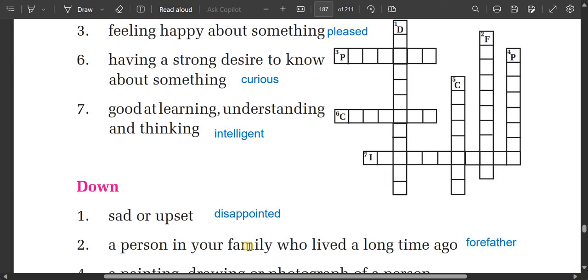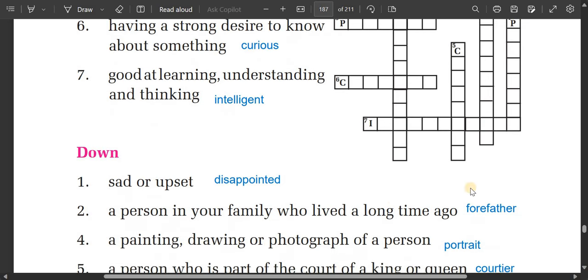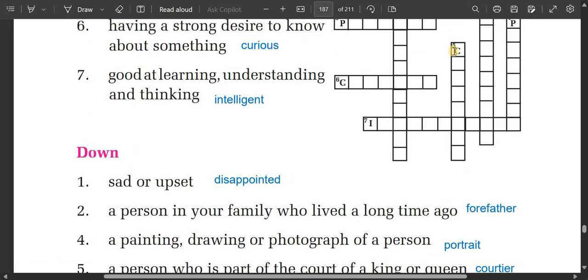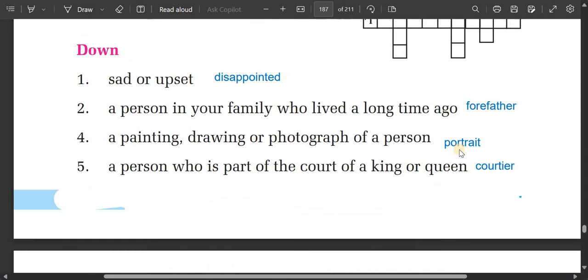Now two, a person in your family who lived a long time ago, forefather, F-O-R-E-F-A-T-H-E-R, forefather. Now four, a painting, drawing or photograph of a person, portrait, P-O-R-T-R-A-I-T, portrait. So use the word portrait here. Now five, a person who is part of the court of a king or queen. So courtier, C-O-U-R-T-I-E-R, it's called courtier. This is all about the crossword puzzle.